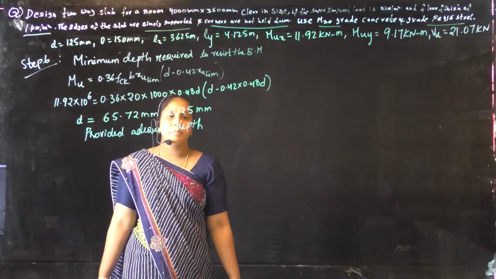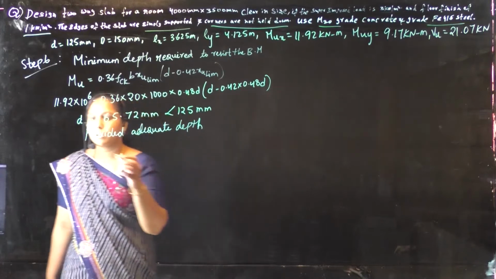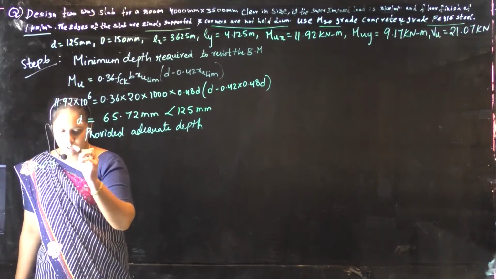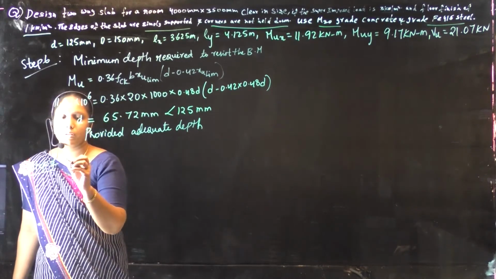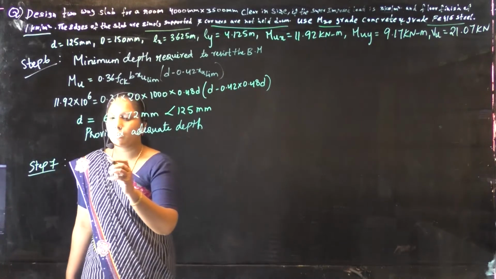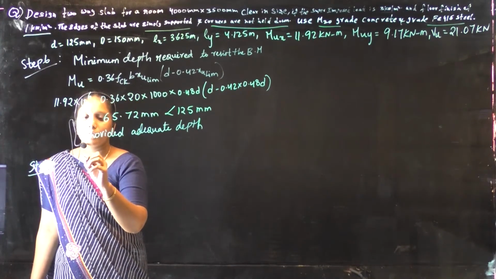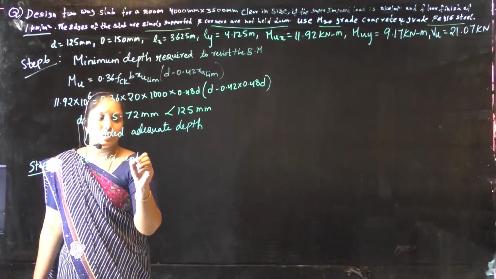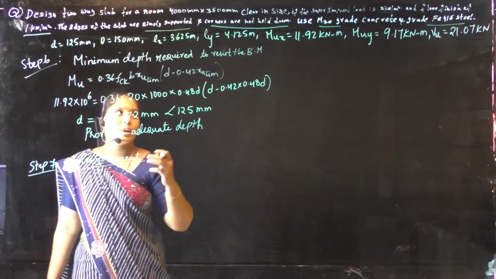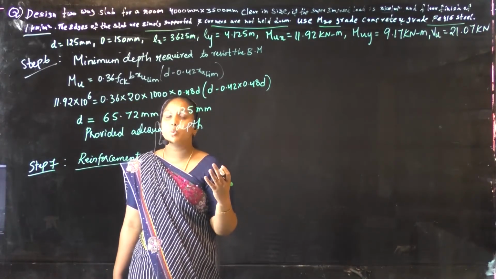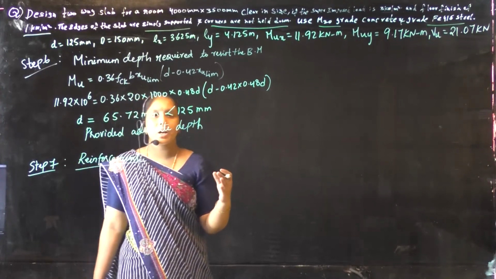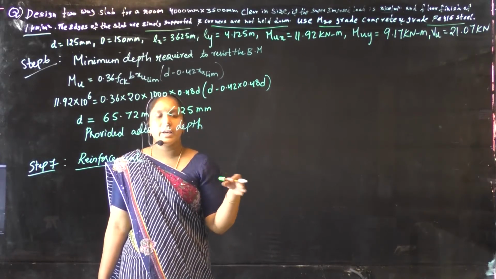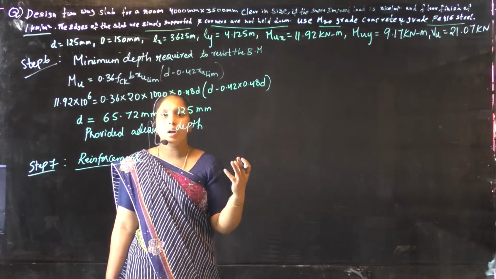So the next step, step 7, is to calculate the area of the steel, that is what we have to provide as the reinforcement. So in a two-way slab, the main reinforcement is provided in both the directions. That is, in the x direction as well as the y direction.